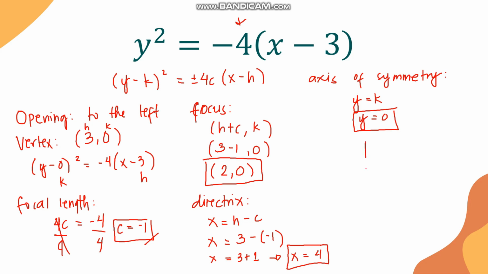So let's draw a Cartesian plane first. Now let's identify the vertex in the plane. So we have (3, 0). So that is 1, 2, 3. (3, 0), so right there. And then let's draw a parabola that opens to the left using the vertex. So something like this. There.